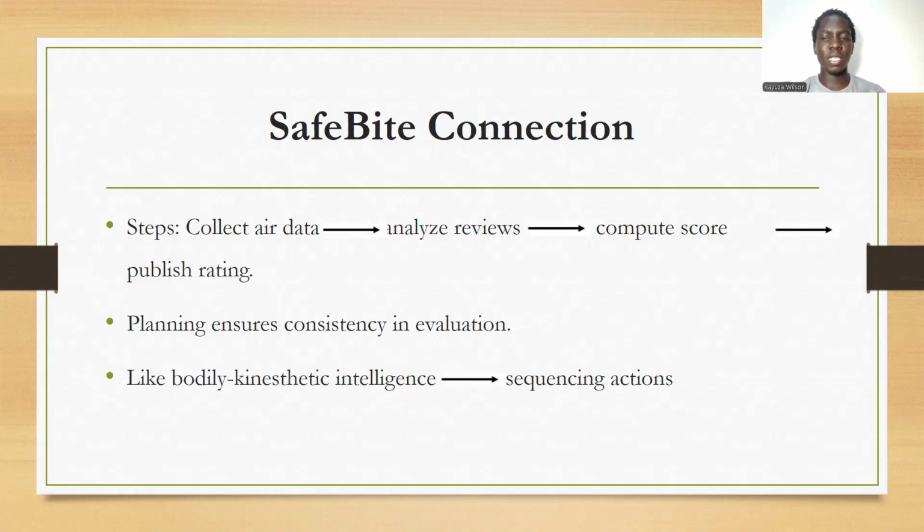For example, it can be percentage wise. So air quality can be like 80%. Food pricing can be fair, the quality can be fair, the hygiene and whatever. And then the last step will be publishing the rating that it has generated. So planning actually ensures consistency in evaluation.